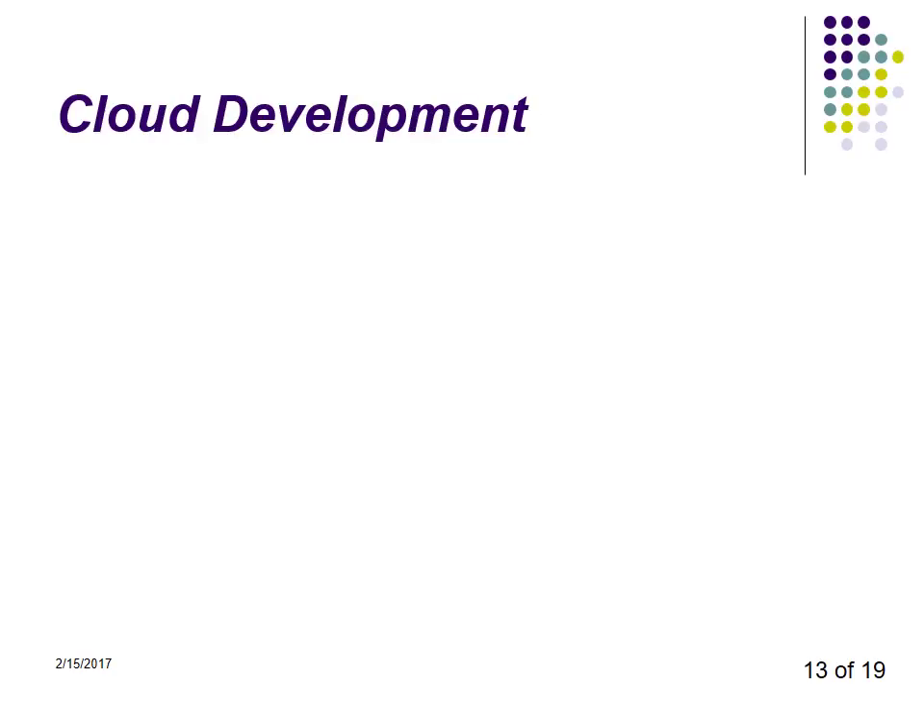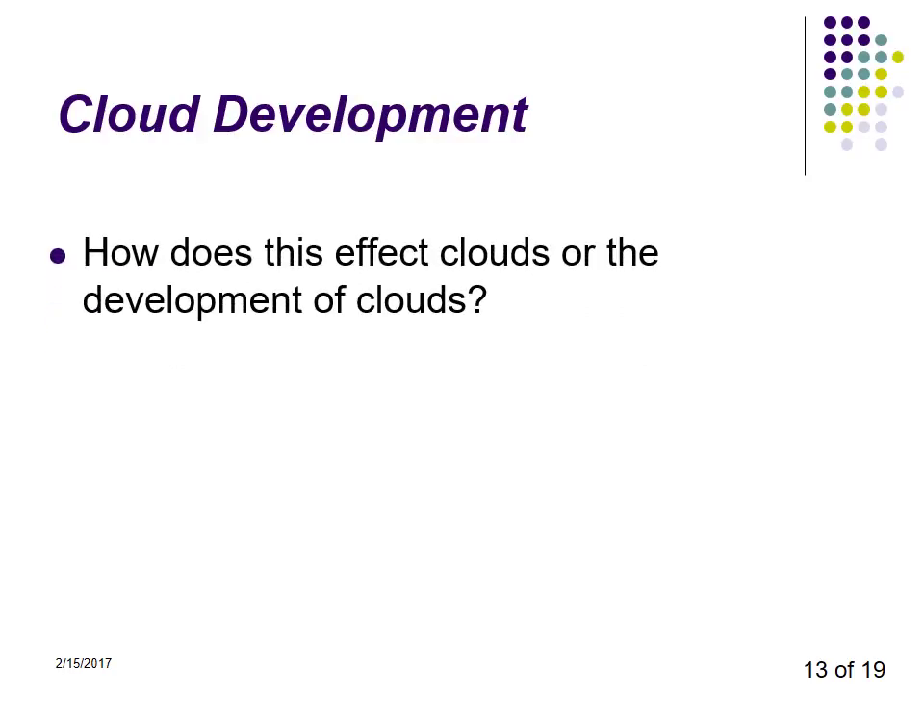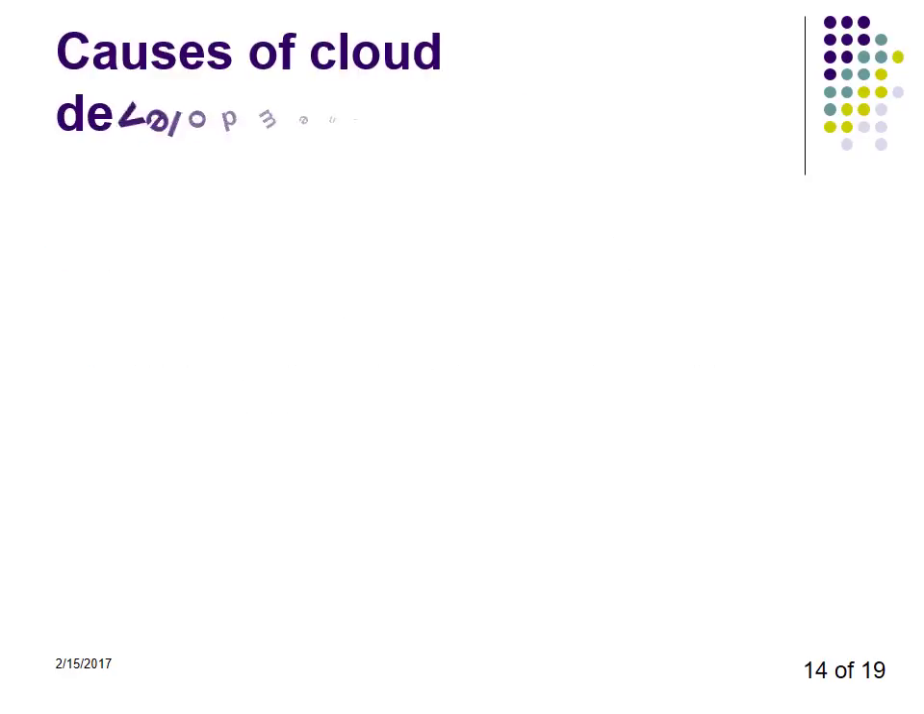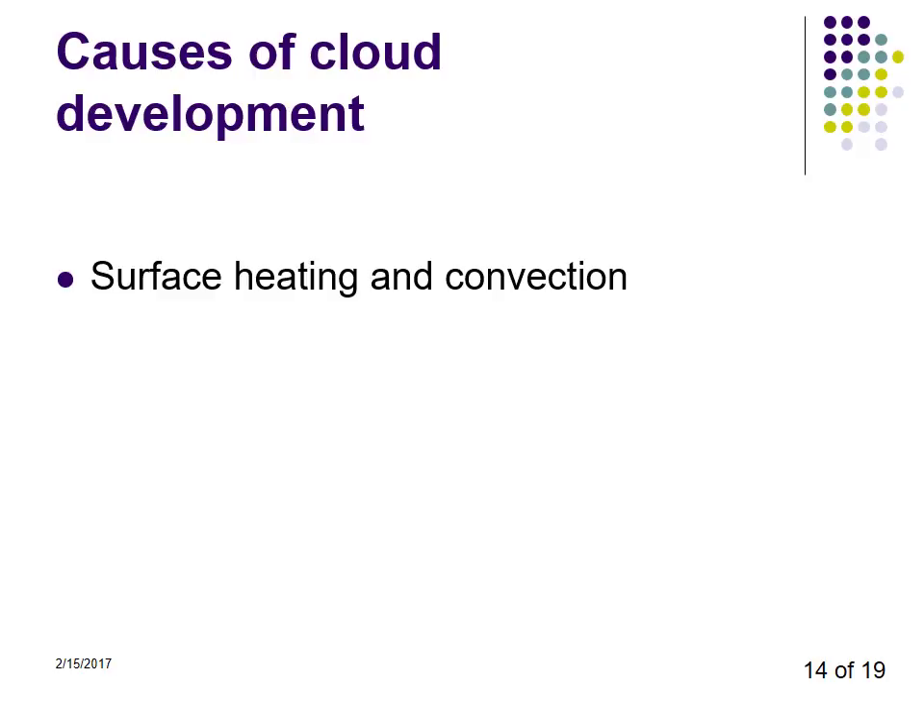All right, so how can these atmospheres give us cloud development? Okay, so how does this affect clouds, or the development of clouds, is the question. Well, it's pretty straightforward. To form a cloud, air has to rise, expand, and cool. So there are 4 general mechanisms to do this. We can have surface heating that will initiate convection. The air will rise, expand, and cool. Clouds could form.